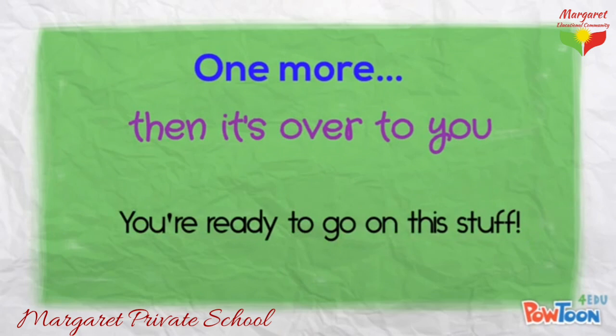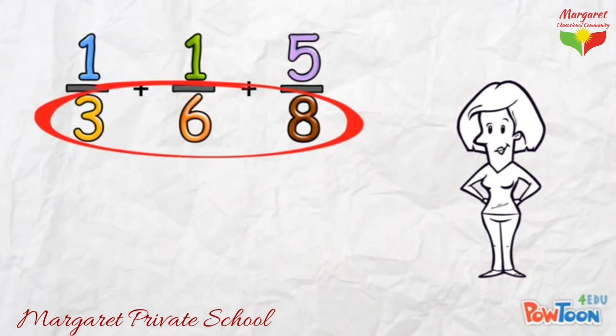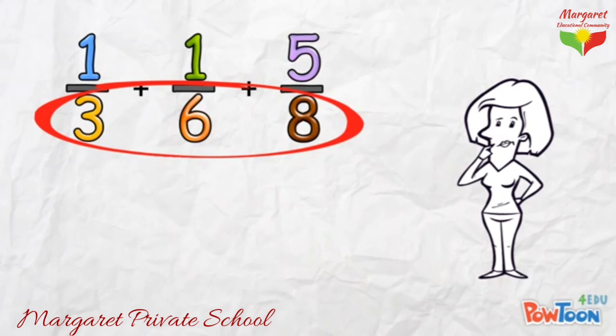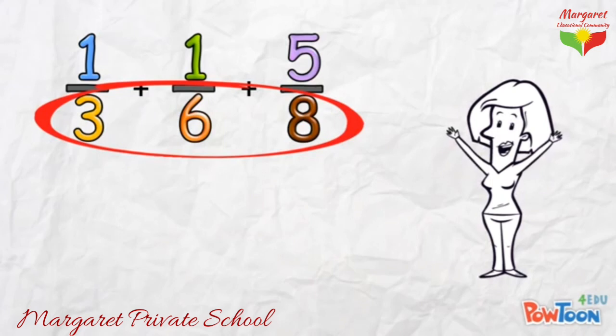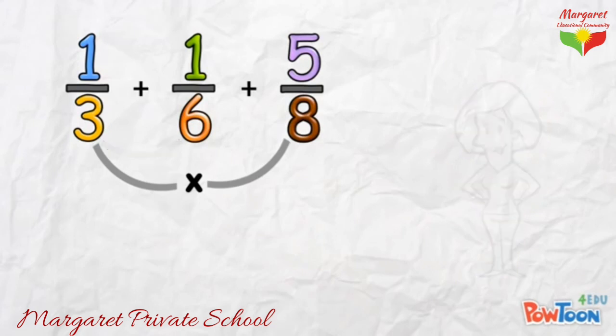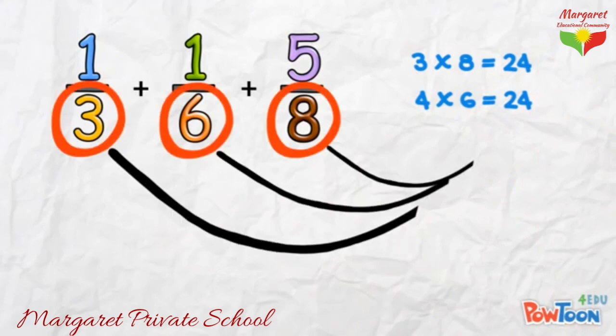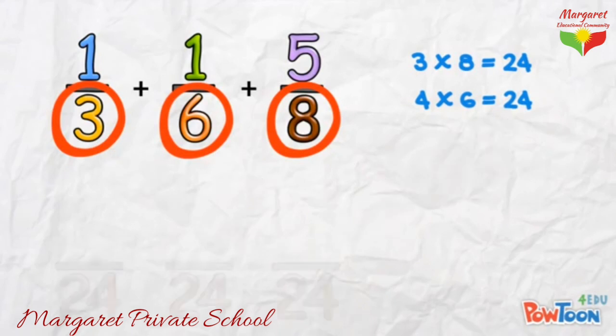Check out this one. Look at the denominators. 3, 6 and 8. These don't work together. The 8 doesn't fit with the 3 and 6. For this one, we're going to have to change all of the denominators to get that common denominator that we need. 3 is a factor of 6, but not of 8, so I'm going to multiply 3 and 8 together to make the lowest common denominator. 3 times 8 is 24. 24 is in the 6 times table. 3, 6 and 8 are all factors of 24, so 24 is the lowest common denominator.